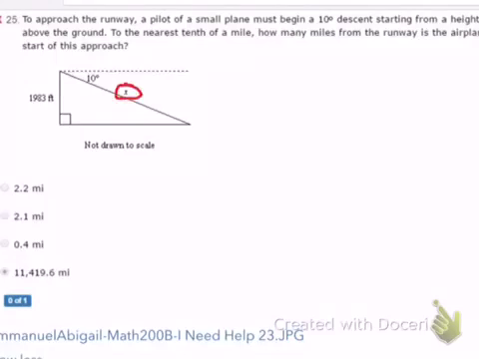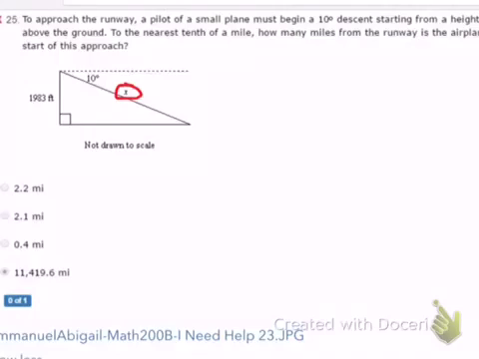I want to know how far it is from the runway. So that's x. And there's two things that we need to know. Obviously, we have a right triangle going on here. So our right triangle trig ratios, Pythagorean theorem, all of those things are going to come into play because we're dealing with a right triangle.